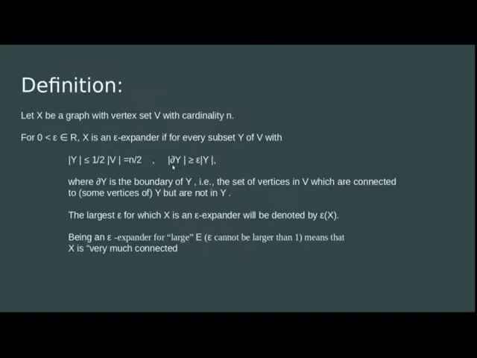Then if ∂Y is at least epsilon times the cardinality of Y, then the graph X is said to be an epsilon expander. The largest epsilon for which X is an epsilon expander will be denoted by epsilon of X. Being an epsilon expander for large epsilon means that X is a strongly connected graph.